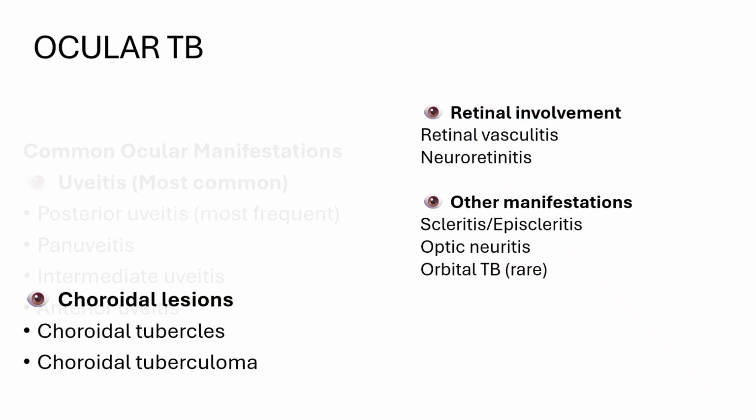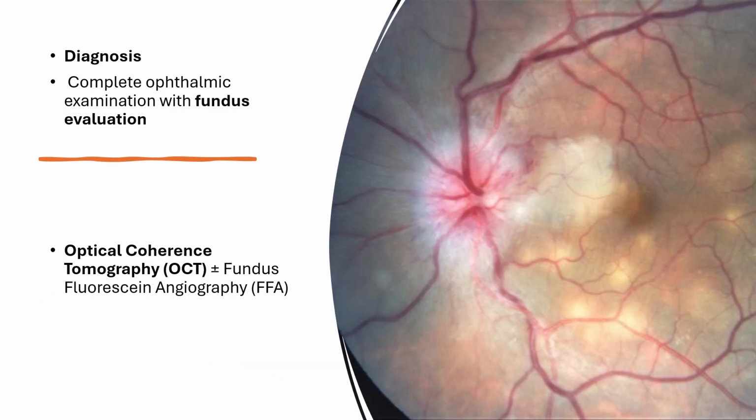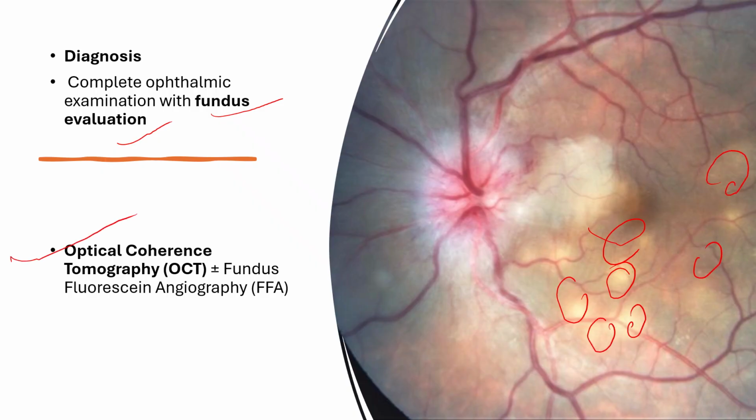For ocular TB, remember the most common is uveitis, including posterior uveitis, panuveitis, choroidal tuberculosis, and tuberculoma, retinal vasculitis, and neuritis. Other manifestations include optic neuritis. Diagnosis is by fundus examination, which shows these tuberculomas in the choroidal region, or optical coherence tomography will help us in determining it. Thank you.